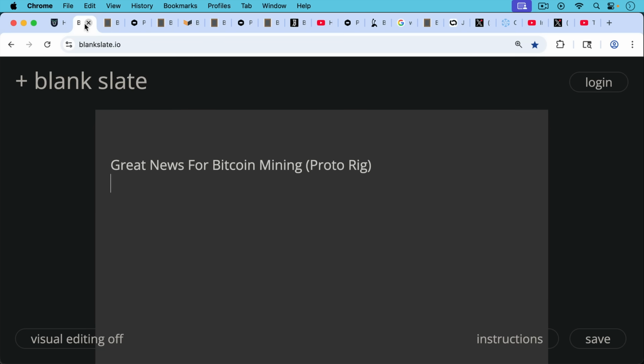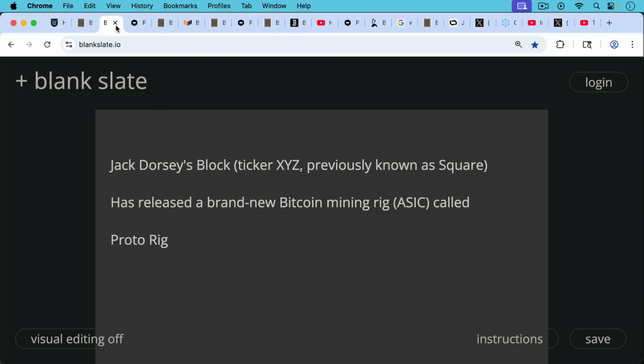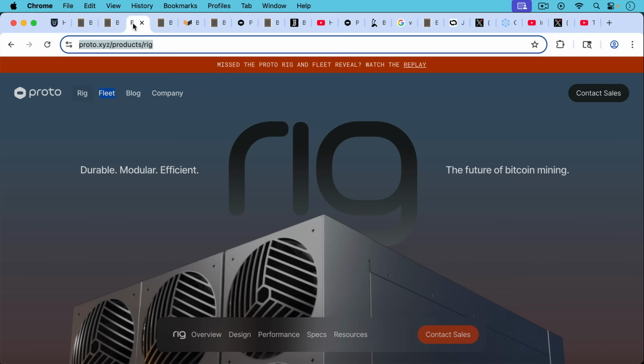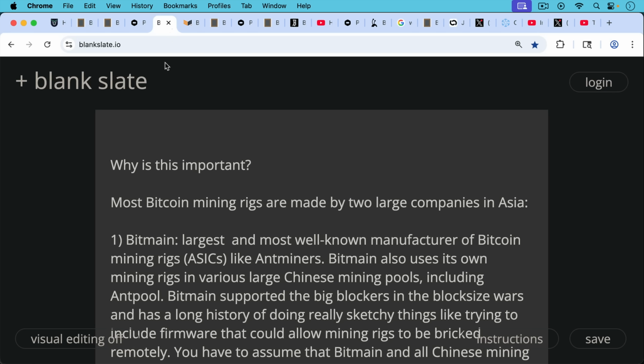Today I want to talk about some great news for Bitcoin mining. We have Jack Dorsey's Block, ticker XYZ. This is the company that was previously known as Square, and they've released a brand new Bitcoin mining rig, in other words, an ASIC called the Proto Rig, and I'll put a link to this in the description notes below. This is what it looks like.